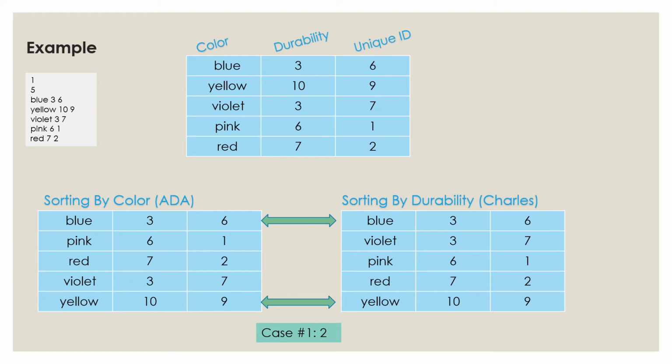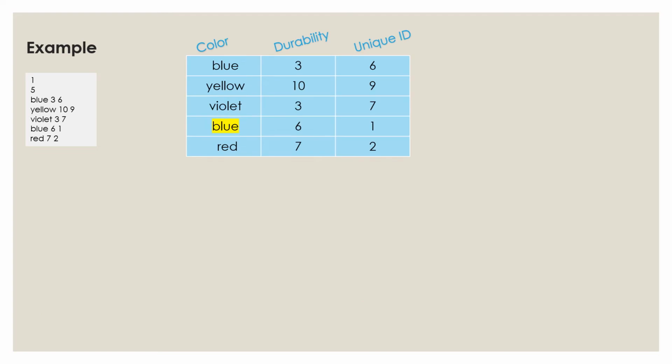Let's now change one of the values. For example, we have here blue 3, right? So instead of pink, let's convert this into a blue. Okay, so that is like this.